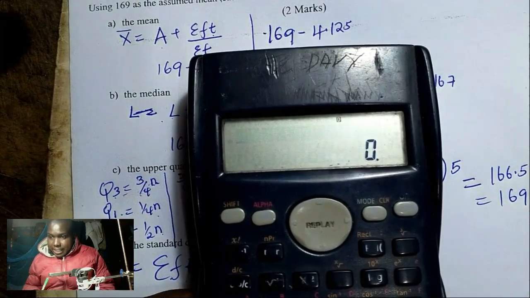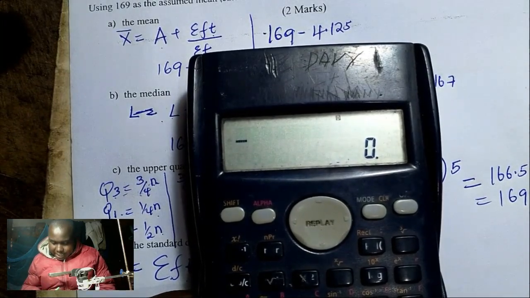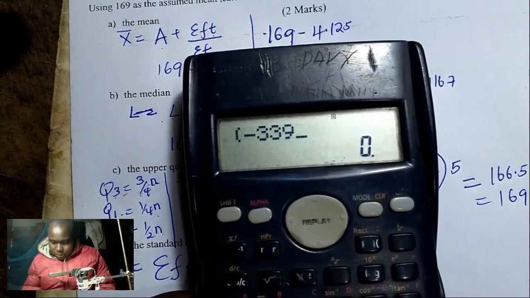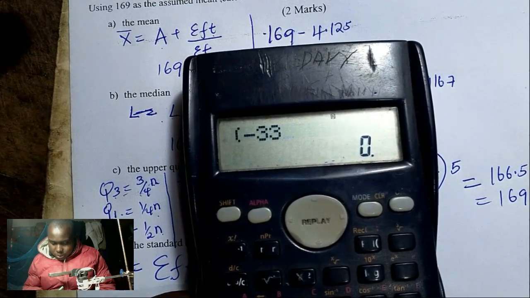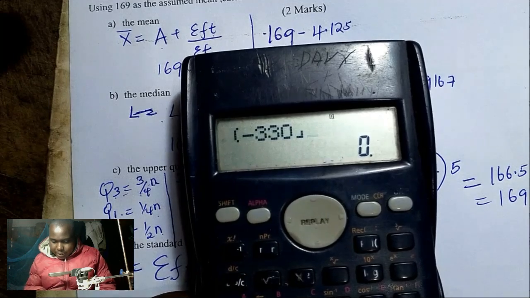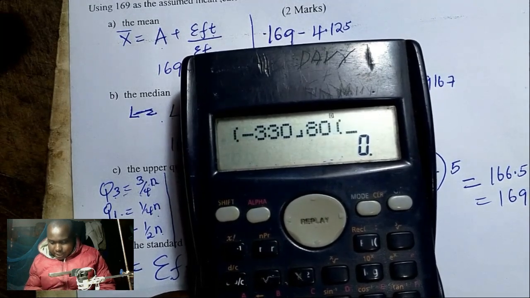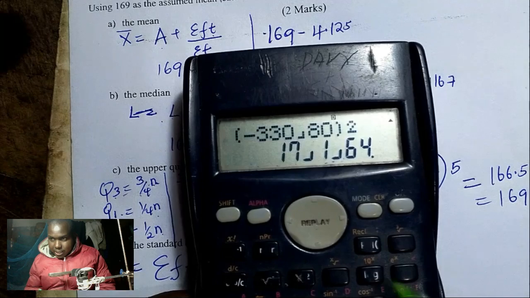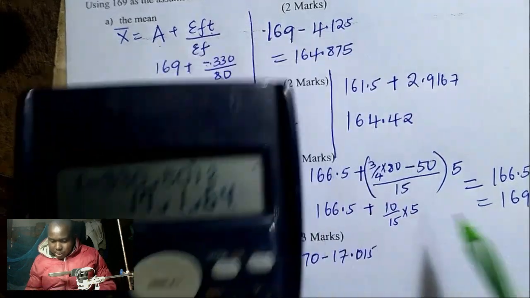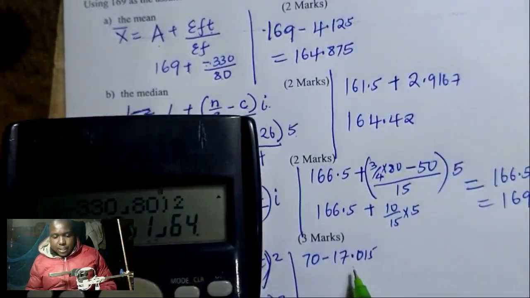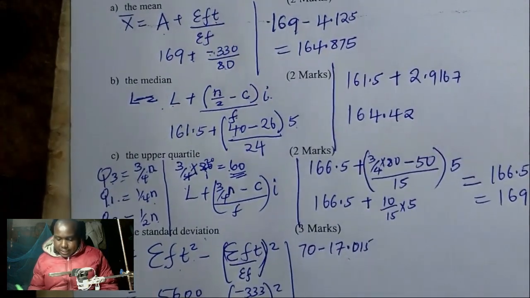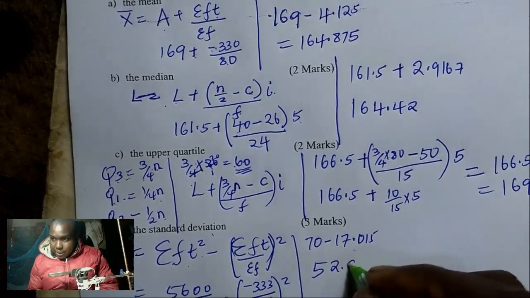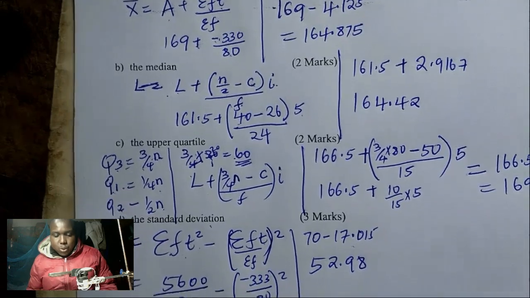You see this one is negative, so you put it like this: negative, you open the bracket, negative 330 over 80, you close the bracket, then square. You get 17 point this. That's why we have decimals here. So just put it like that, and this one is going to be 52.98. So the variance is 52 point that.